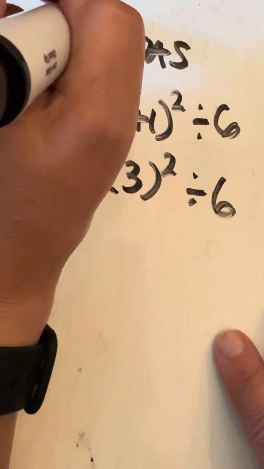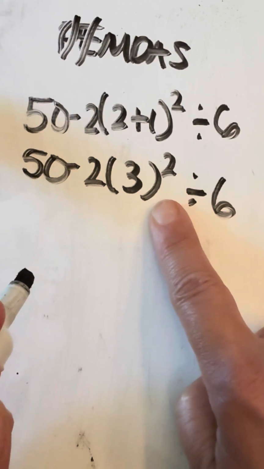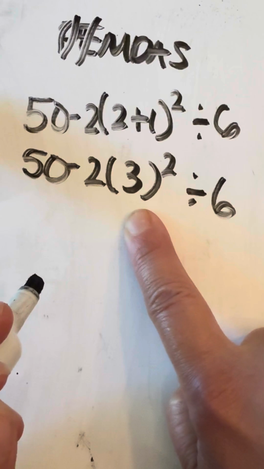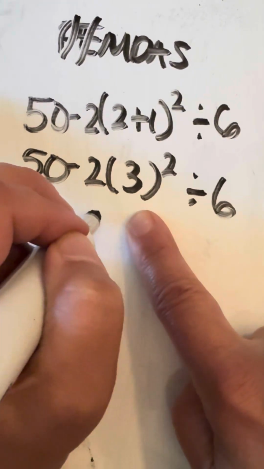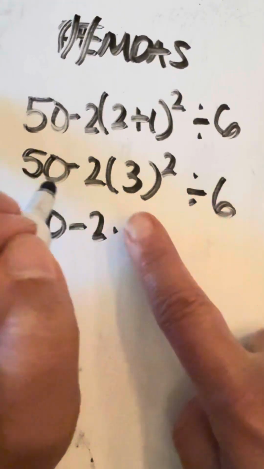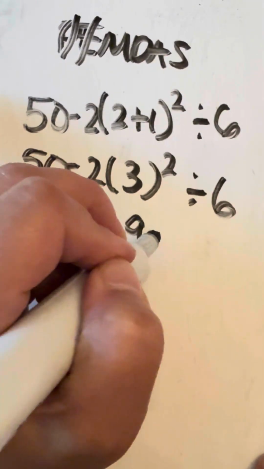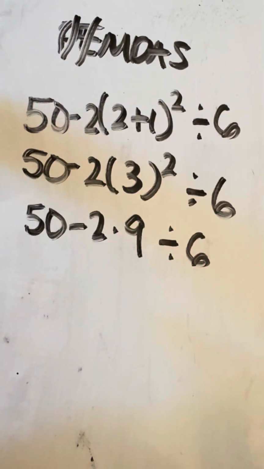E is exponent. Let's take care of that exponent. 3 squared. That's what that means. It means that you're taking the square of whatever's in that parentheses, and that is going to make the parentheses go away. You're going to have 50 minus 2 times 3 times 3, which is 9, divided by 6. Now, they didn't try tricking you here.